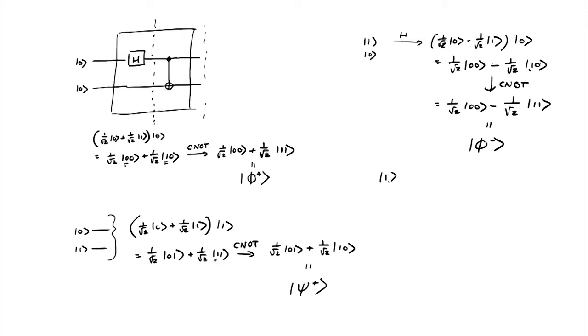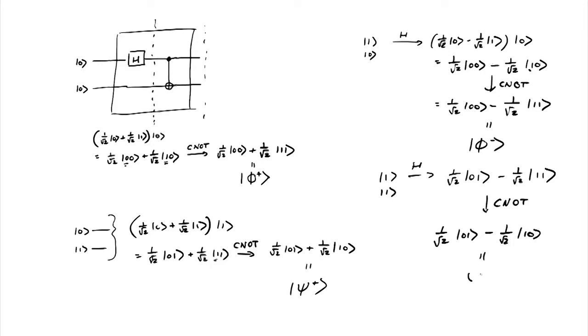And finally, if you work your way through the last possibility, both qubits are 1. Okay, after the Hadamard, we'd get 1 over square root 2, 0, 1, minus 1 over square root 2, 1, 1. And after the CNOT, we'll get 1 over square root 2, 0, 1, minus 1 over square root 2, 1, 0. And this state is called psi minus. This is the famous singlet state. This is the state that occurs most often in nature because, for example, if it's with spin, then the spin gets conserved because it's 0, 1, minus 1, 0.